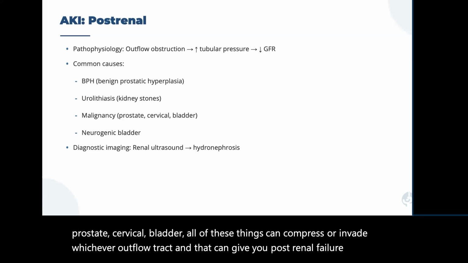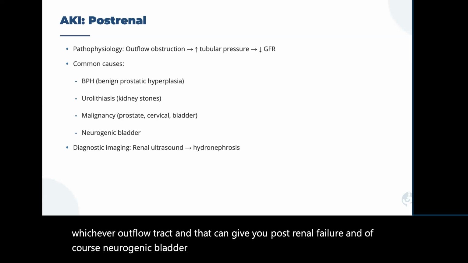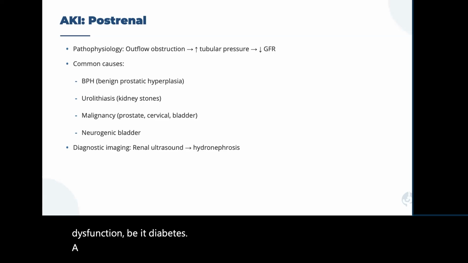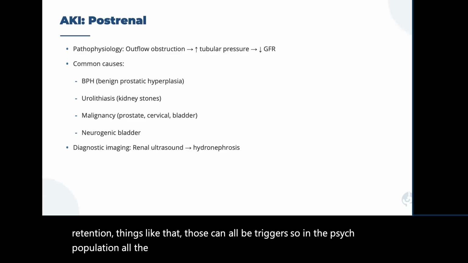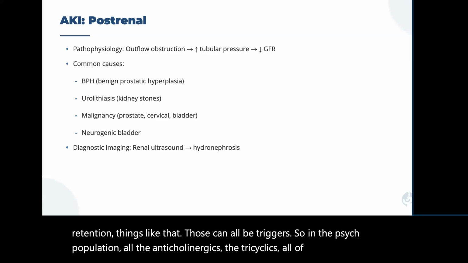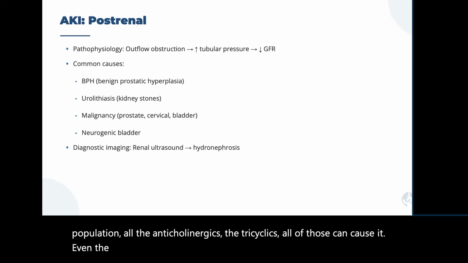And of course, neurogenic bladder. So failure to empty due to neurological dysfunction, be it diabetes, spinal cord injury, medications that you may be on causing hesitancy and retention, things like that. Those can all be triggers. So in the psych population, all the anticholinergics, the tricyclics, all of those can cause it. Even the antihistamines, diphenhydramine, all of that can cause hesitancy and outlet obstruction.